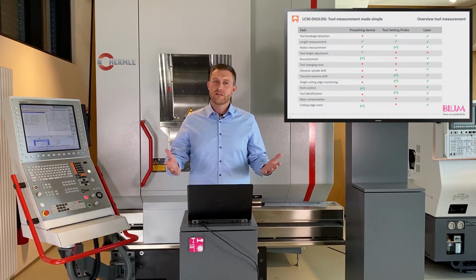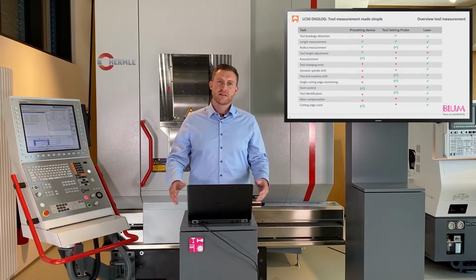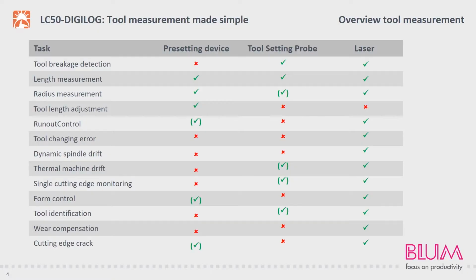However, the advantages of laser measuring systems are obvious. For instance, you can use them to perform machine-integrated run-out monitoring of tools as well as to record corresponding tool change errors, dynamic spindle drift or thermal machine drift. Other key advantages of laser measuring systems are their ability to identify tools and the related possibility of single cutting-edge monitoring.